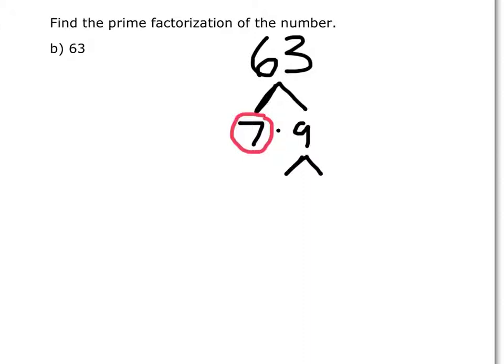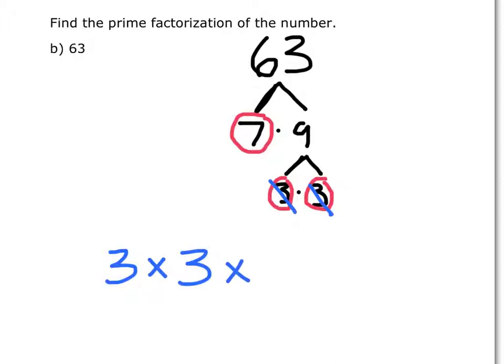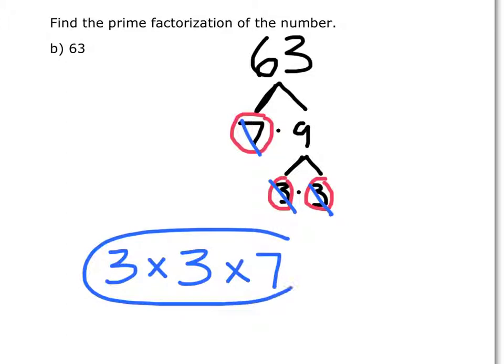Okay, now I can make a branch off of that 9. How am I going to get 9? Well, I'm going to multiply 3 times 3. Okay, 3 is prime and 3 is prime, so I can stop. There are no more branches I can make because all I'm left with is prime numbers. So my prime factorization is going to end up being 3 times 3 times 7. Okay, and that's the prime factorization of 63.